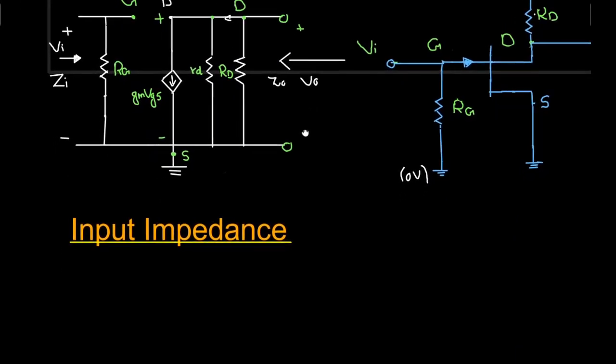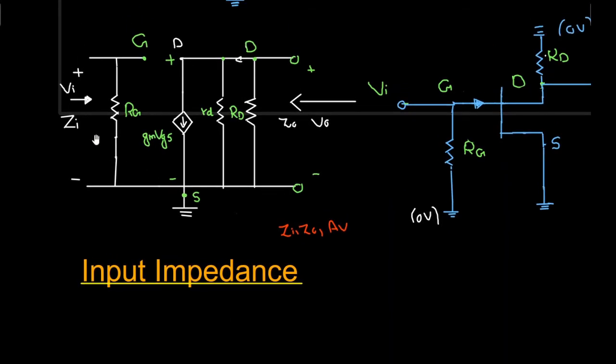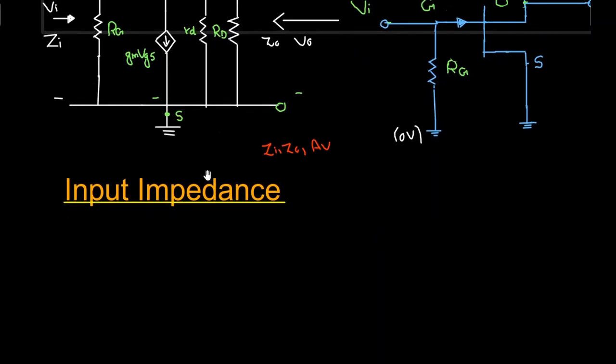So first of all, I need to find the input impedance. Again, we need to find three parameters. One is the input impedance, one is the output impedance, and the other is the voltage gain. So my first parameter is going to be input impedance. And if you can see over here, the input impedance is equal to RG. So I can simply write that the input impedance is equal to the resistance RG. So this is going to be my equation number 1.